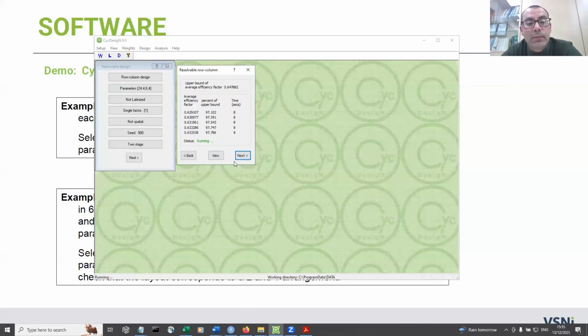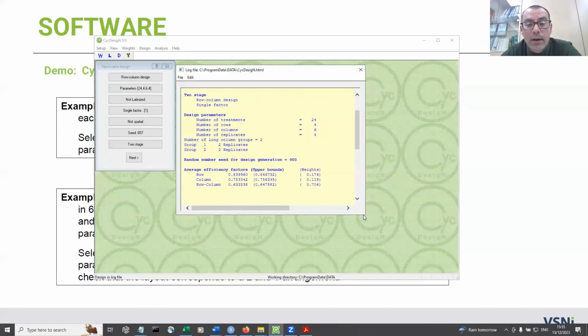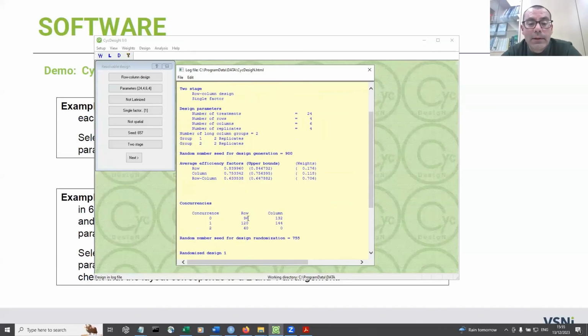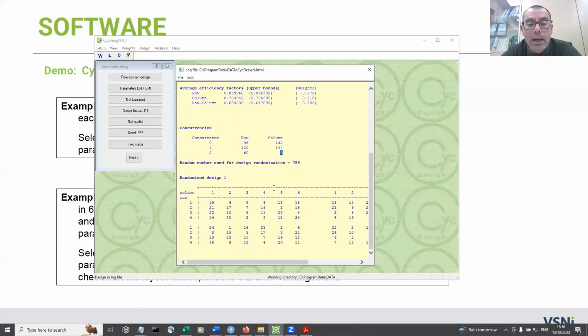It generates first for rows and columns. And then when you see your output, which is here, you can let it run for a little bit more. And this is the concurrency, which is quite nice. It tells me how many times a pair of treatments occur together. So there are 96 pairs of treatments that occur together in the same row 0 times, and 60 that occur 2 times. This is more interesting within the same column: there are no pairs of treatments that occur 2 times together. So this is what you want, as few as possible. And here is just the design of the experiment, so it's coming to the side.